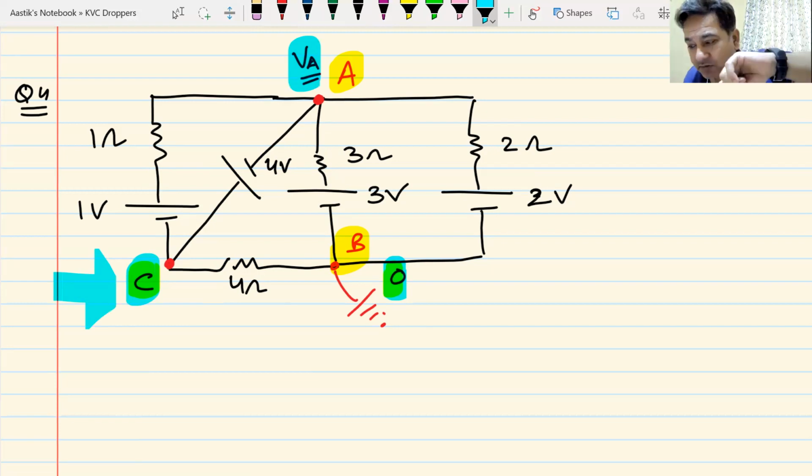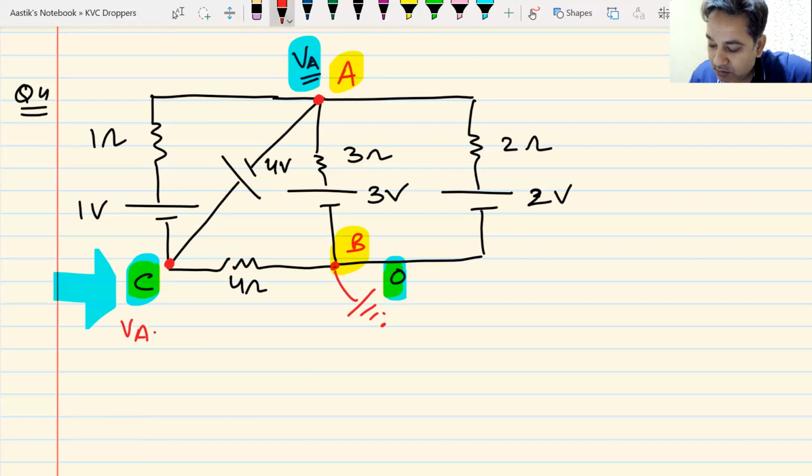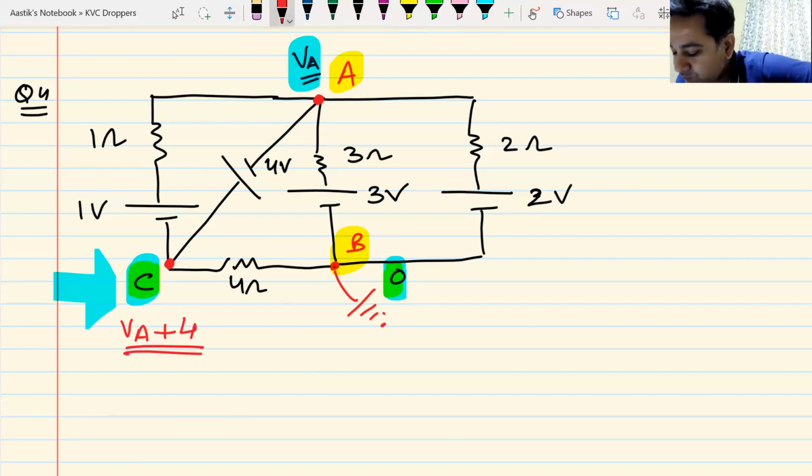Potential of point B is 0. Potential of point A is VA. What is the potential of point C? And the answer is VA plus 4. Do we understand this? Yes, sir.